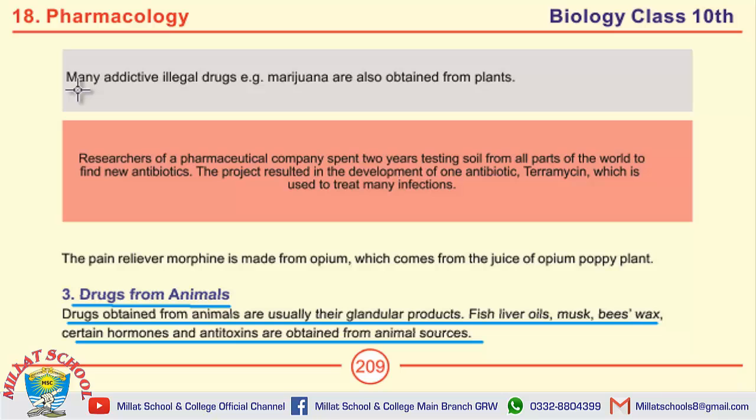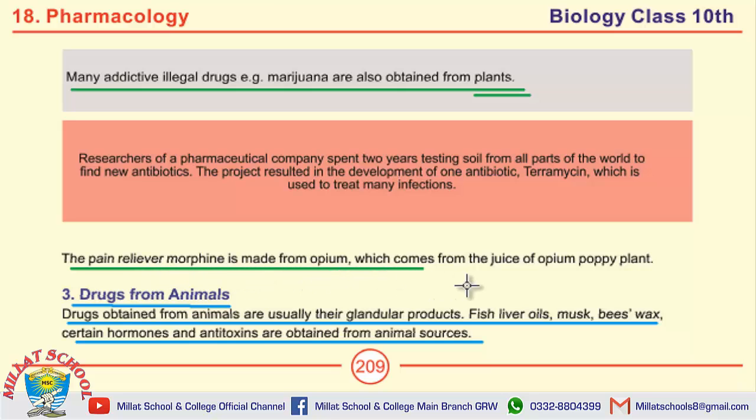MCQs on this page include, first MCQ is many addictive illegal drugs, for example marijuana, are also obtained from plants. The pain reliever morphine is made from opium, which comes from the juice of the opium poppy plant.